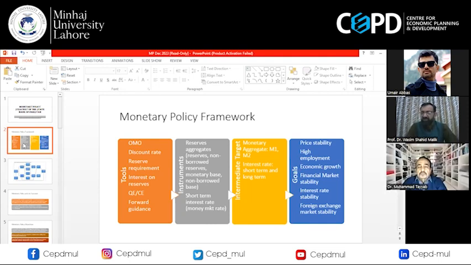Then financial market stability, interest rate stability, and foreign exchange market stability. So these are different goals which are written in the books, but not necessarily that every country is targeting monetary policy to achieve these goals. So any one of these can be achieved at a time. And for that, I must say that the prime objective is price stability.